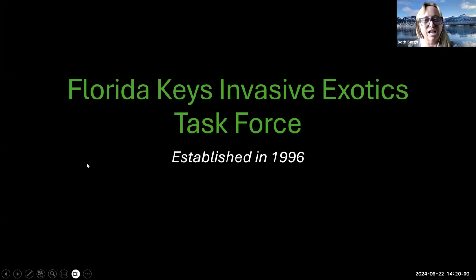Yeah, okay. Yep. So I'm giving an update for the Florida Keys Invasive Exotics Task Force. We are also known as the Florida Keys SISMA. We were established in 1996. I think we were the first ones, the first SISMA in the state, so we kind of predated the IPM money and all that. We started as just a group of land managers getting together to talk about invasive exotic species and management issues on our properties.